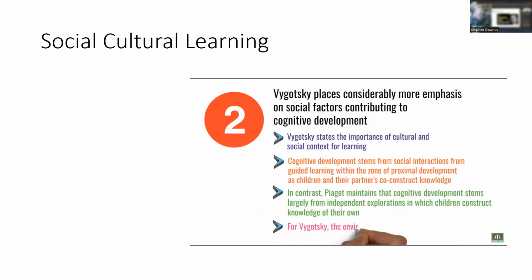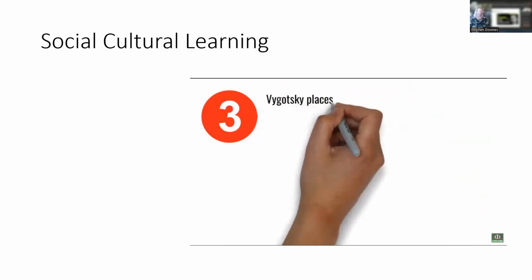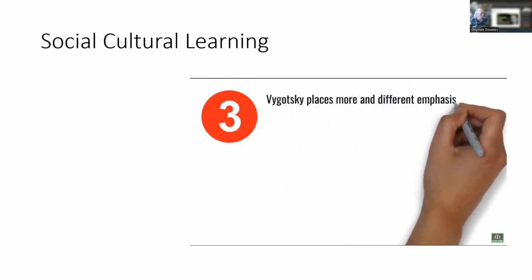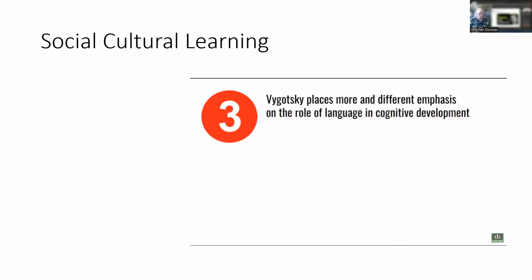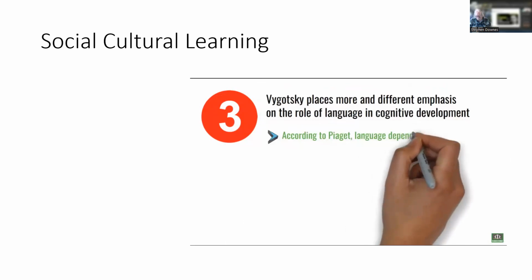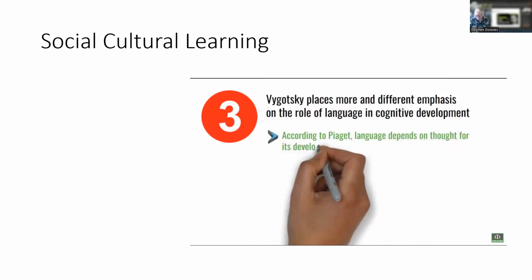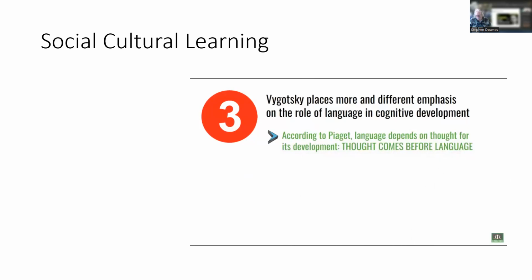For Vygotsky, the environment in which children grow up will influence how they think and what they think about. Third, Vygotsky places more and different emphasis on the role of language in cognitive development. According to Piaget, language depends on thought for its development. That is, thought comes before language.